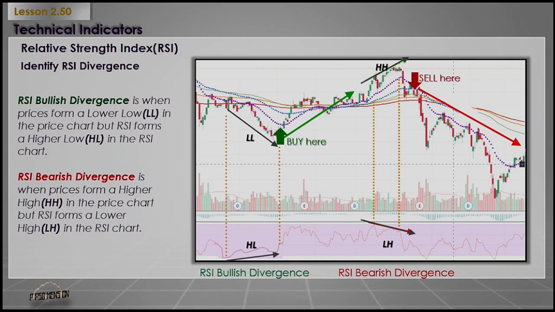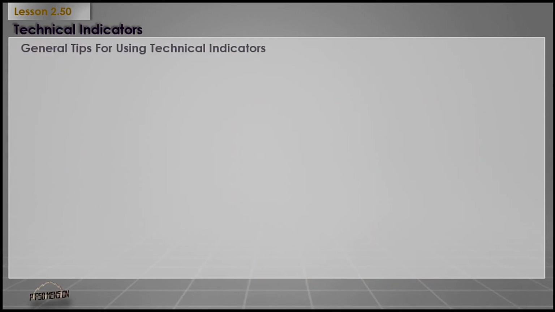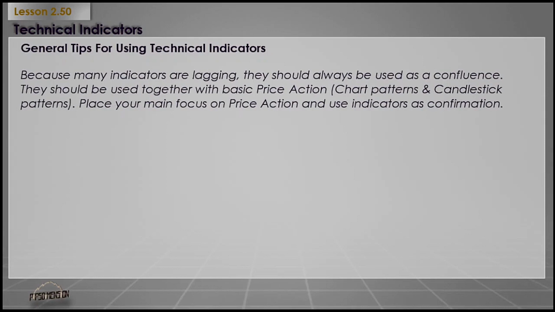Now, before I end this lesson on the use of technical indicators, I want to give you some general tips for using indicators for more successful trading. The best ways to use technical indicators. Because most indicators are lagging, they should always be used as a confluence. When I talk about confluence, I mean they should be used together with basic price action, that is chart patterns and candlestick patterns. Meaning you need to place your main focus on the price action and use indicators as a confirmation.